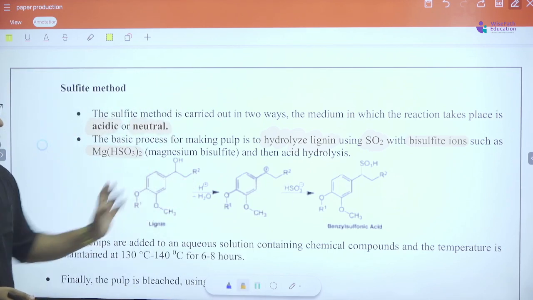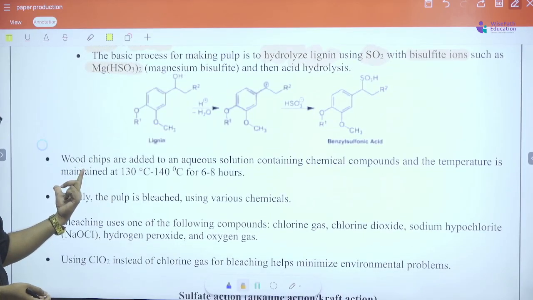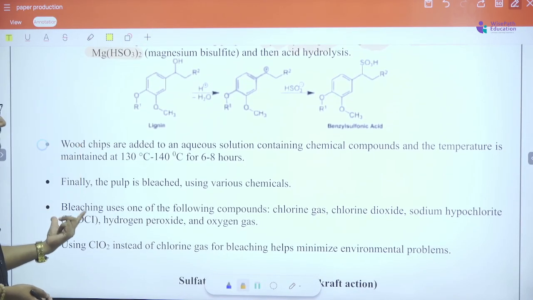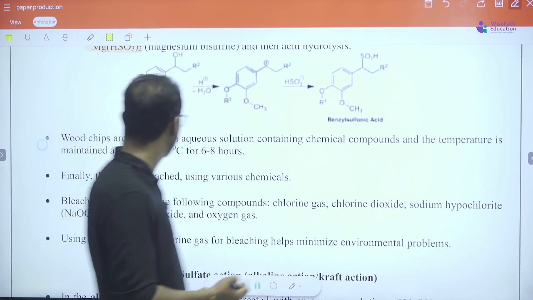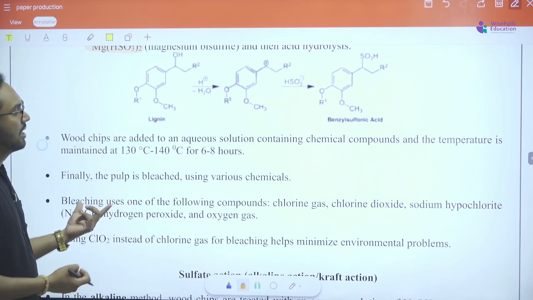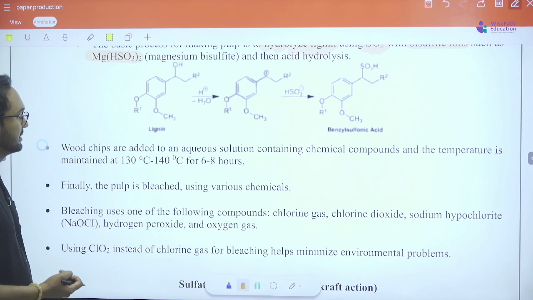So the chemical steps are given, but you don't have to remember the chemical steps. Wood chips are added to an aqueous solution containing chemical compounds, and the temperature is maintained at 130 to 140 degrees for 6 to 8 hours. You have to remember this.